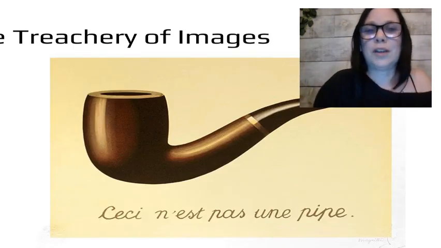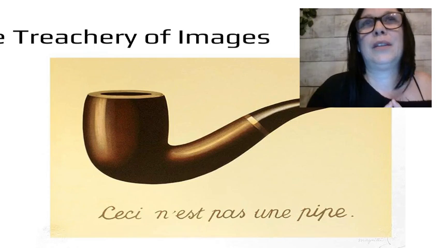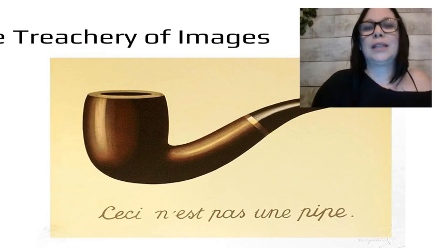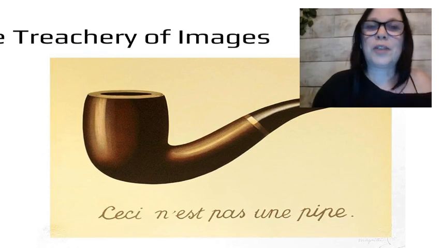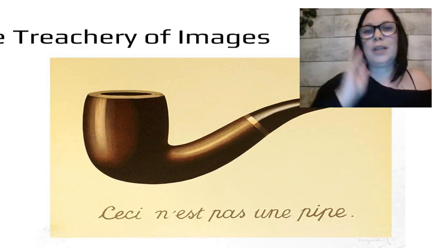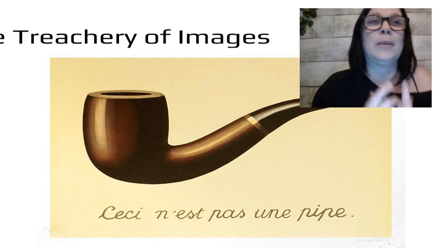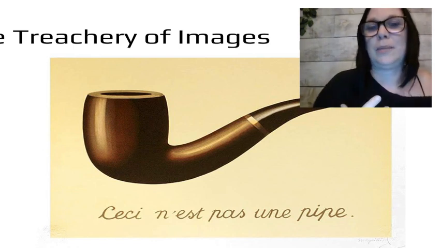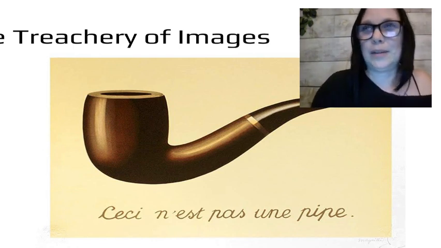I want to talk about this first artist. His name is Rene Magritte, and he did a series of works called The Treachery of Images. He was a French artist. He did this print of a pipe, but the title of the pipe is This Is Not a Pipe.